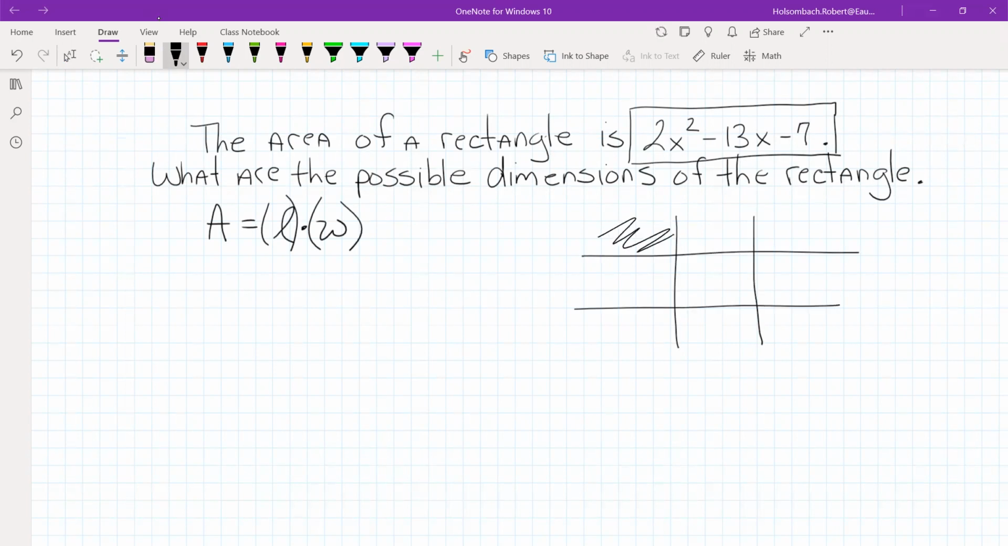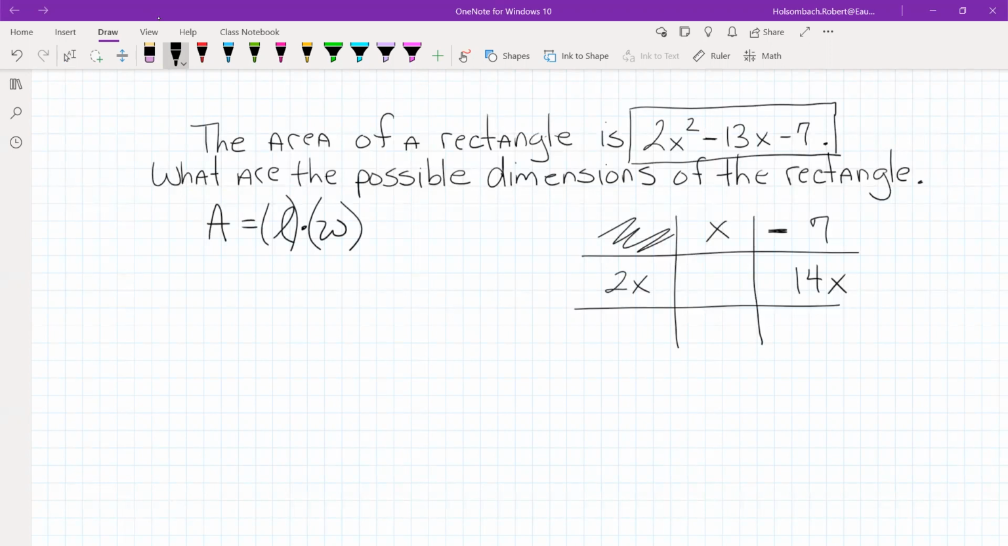We're not using upper left, and the only factors of 2x squared are 2x and x. The only factors of negative 7 are 1 and 7. And we need the middle term to be a negative 13. So if we've got to get to a 13 and our factors are 1 and 7, I'm going to use the 7 times the 2x to get a 14x. And since I need this 13, this middle term, to be negative, I want this 14x to be negative. Therefore, the 7's got to be negative.